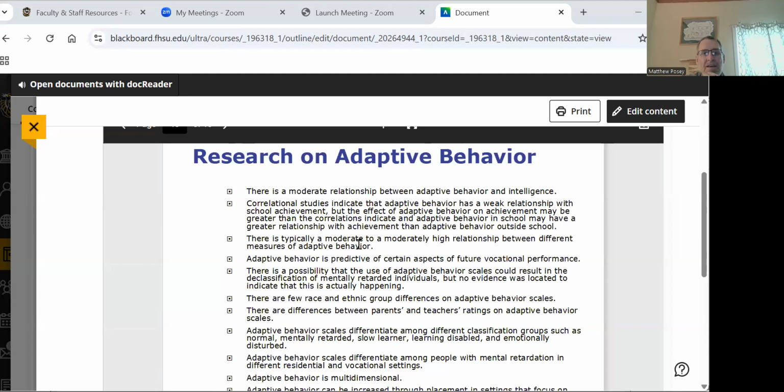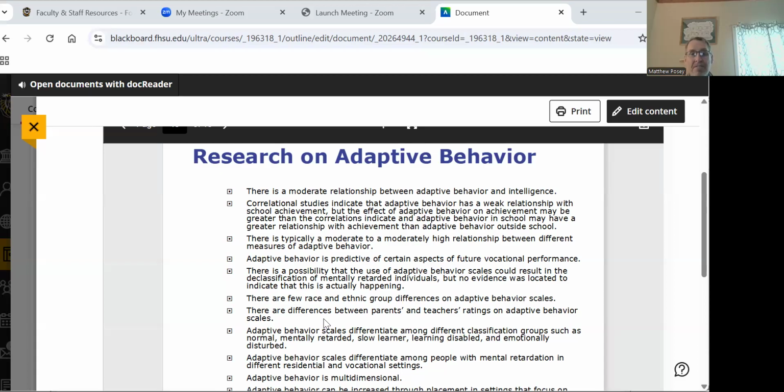There is also a moderate to moderately high relationship between different measures of adaptive behavior. Adaptive behavior is predictive of certain aspects of future vocational preferences. So it gives us an idea of the students' likes and dislikes as well, and based on their abilities, kind of predicts what their future vocation might be.